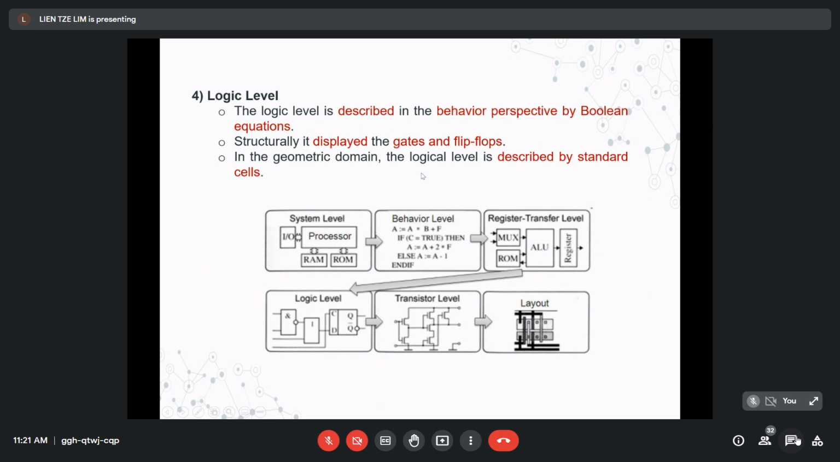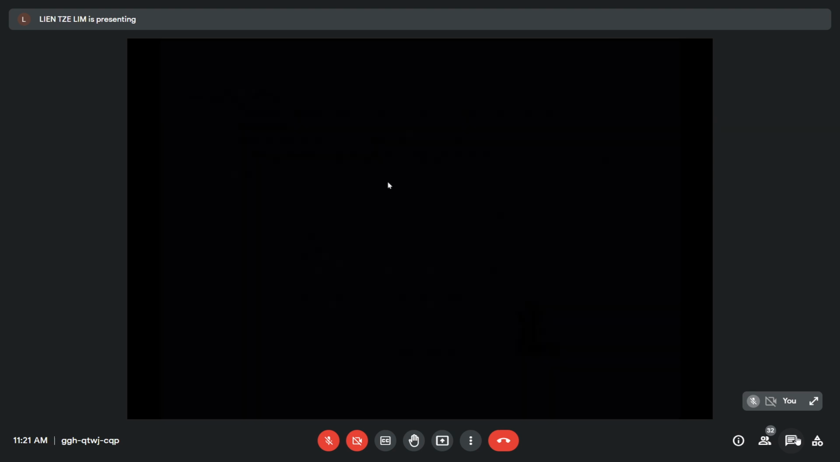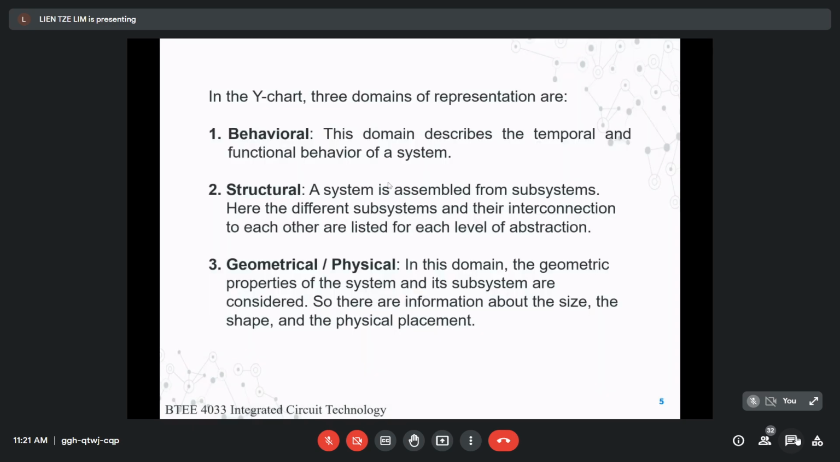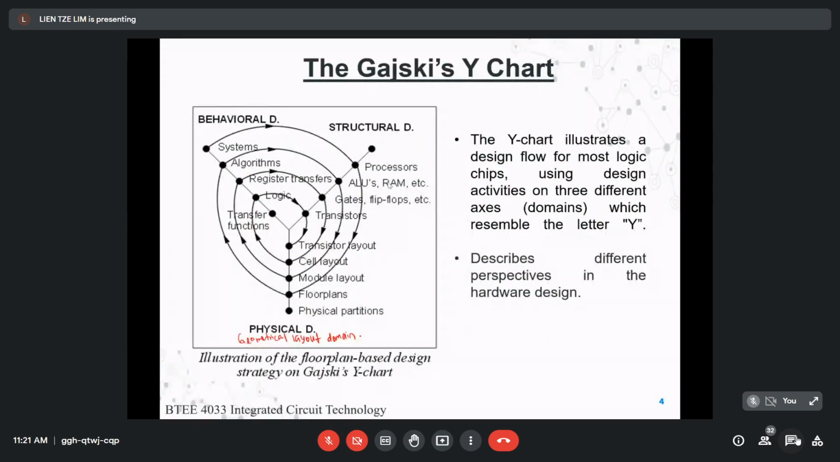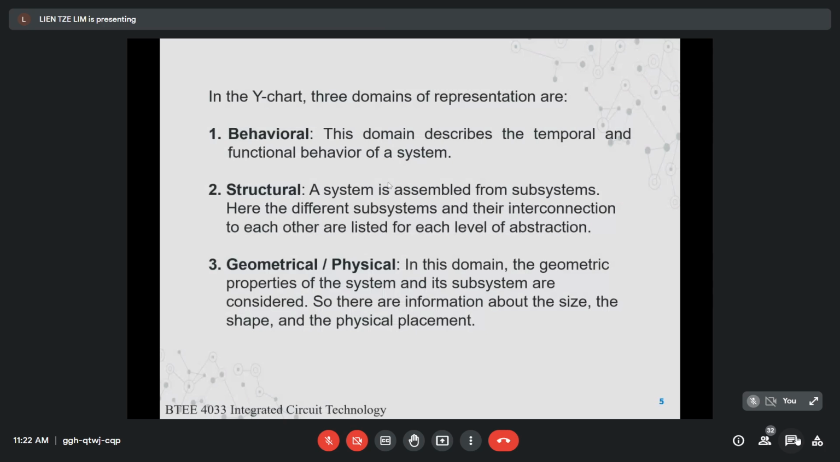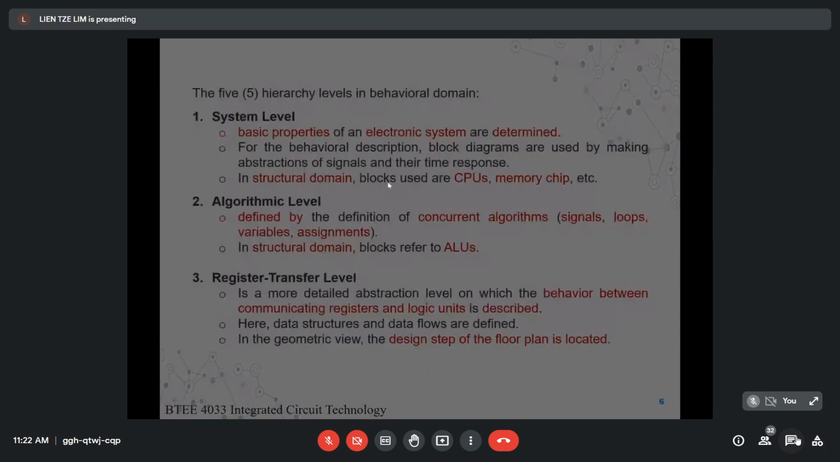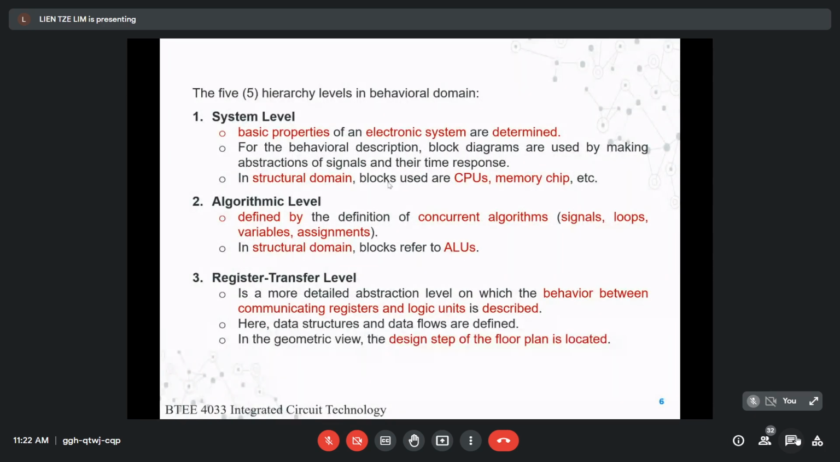If you read the descriptions given here, it is all about the Y chart that I described just now. When you do the revisions, you need to refer back to the Y chart for these two slides, the descriptions in these two slides.